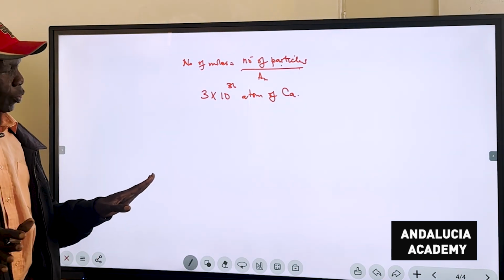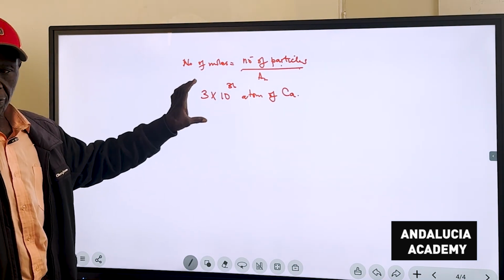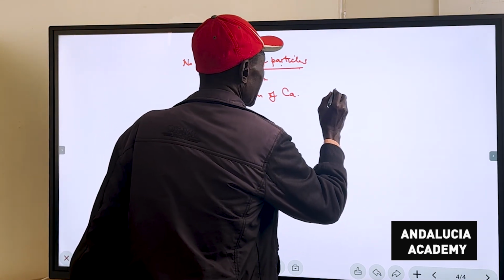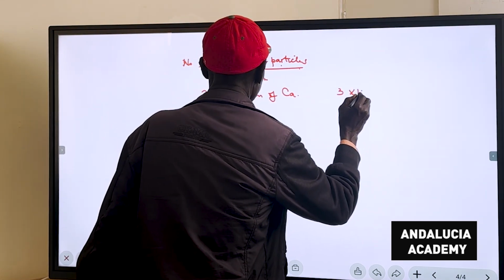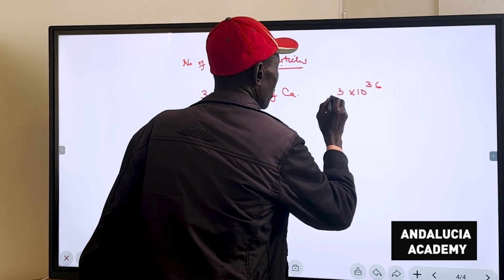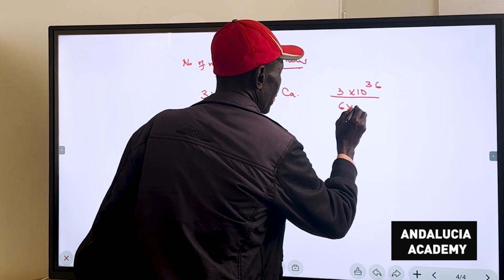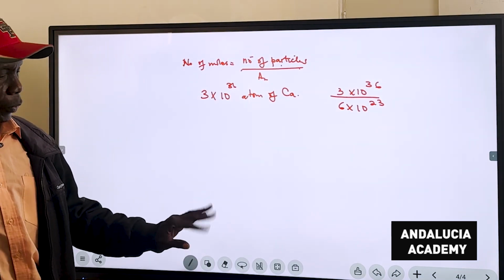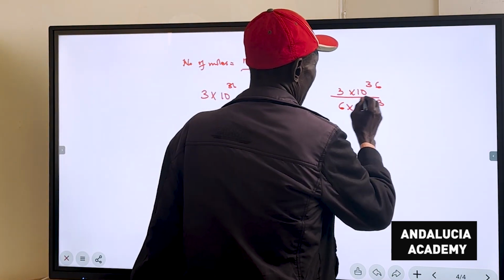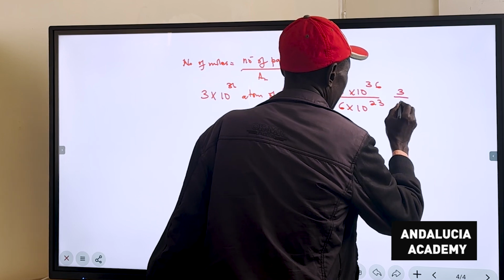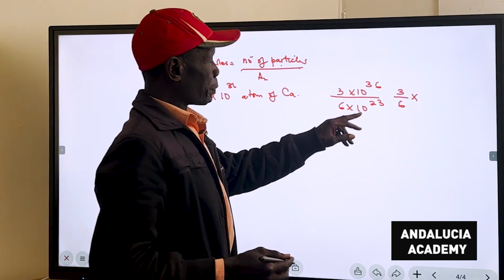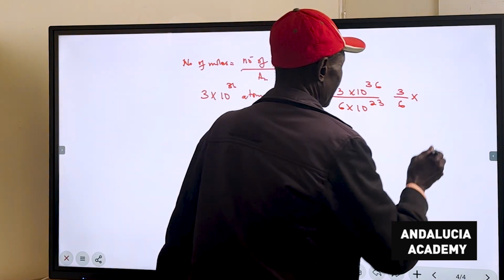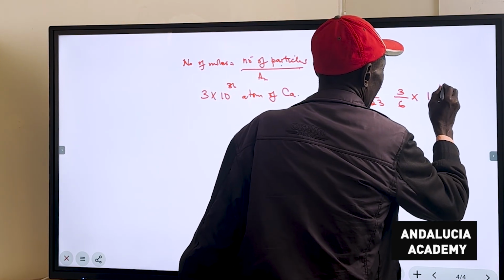It's quite simple. What you do is number of particles over Avogadro's number, which means the number of moles will be given by 3 times 10 to the power 36 over 6 times 10 to the power 23. And you can use your calculator quickly. This one becomes 3 over 6 times, if I subtract 23 from 36, I'll get 13, 10 to the power 13.